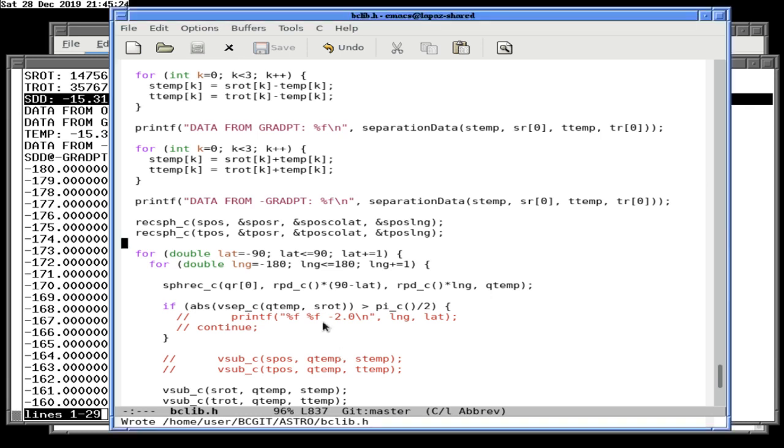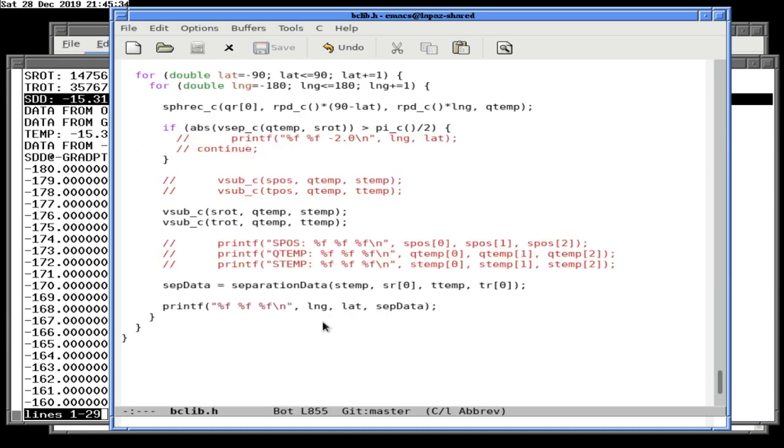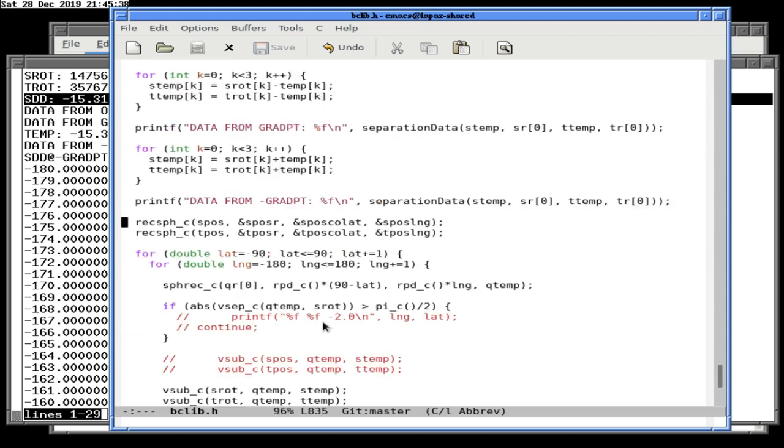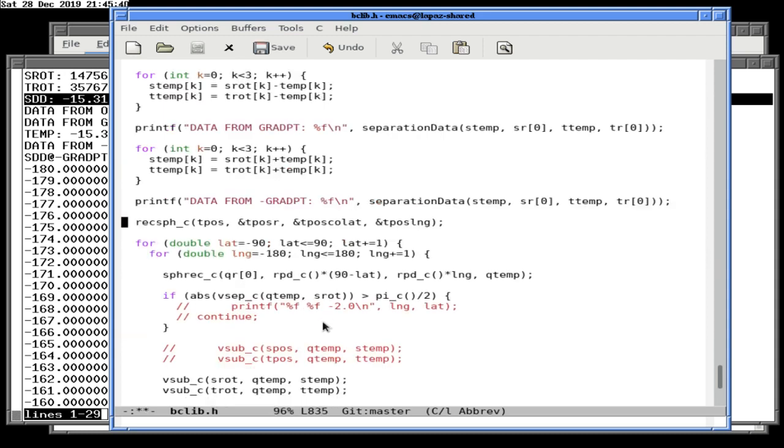All right, getting back to this. And I guess we don't even need to do this anymore, because we're no longer concerned about the rectangular and spherical coordinates. Unless we're going to use them here, which we might. No, we're not. We were just going to print them at one point.